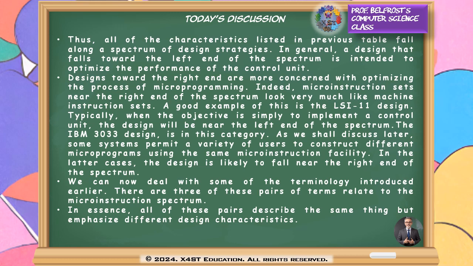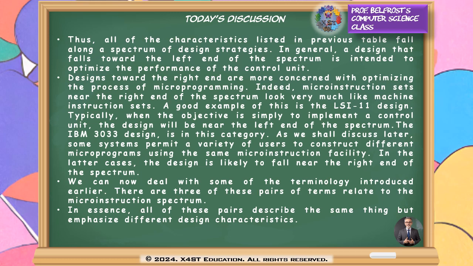That's all of the characteristics listed in the previous table for a long spectrum of design strategies. Designs toward the right end are more concerned with optimizing the process of microprogramming, and microinstruction sets near the right end of the spectrum look very much like machine instruction sets. In the latter case, the design is likely to fall near the right end of the spectrum.